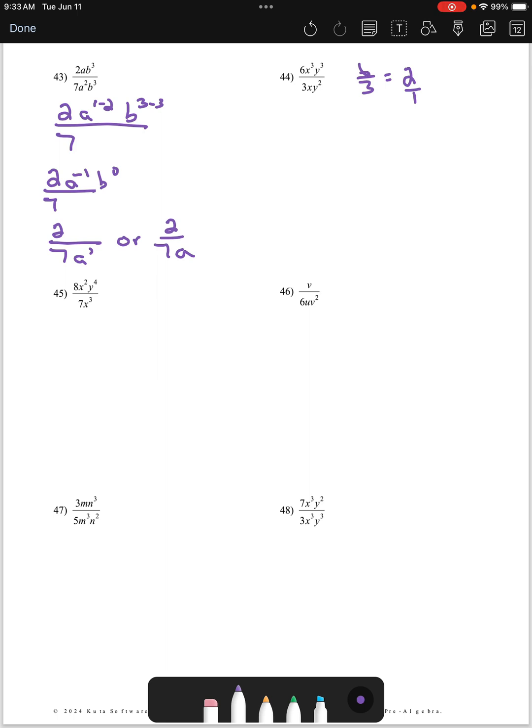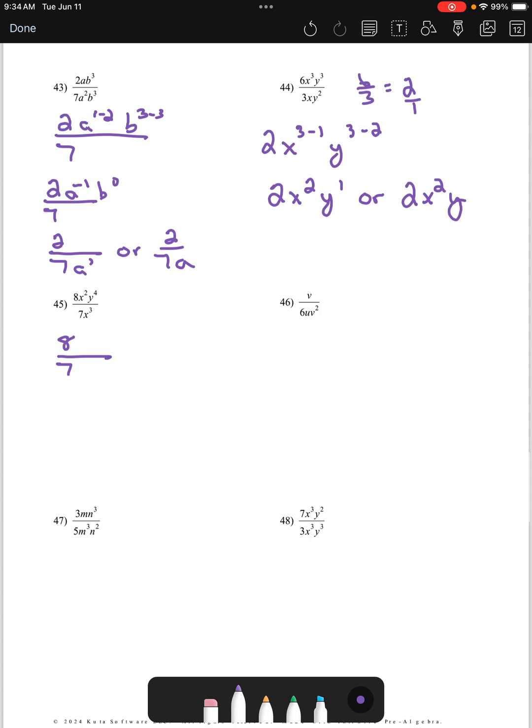Number 44. Notice real fast that 6 over 3 is really 2, or 2 over 1 if you prefer. So 6 over 3 is 2. For our x's, we have 3 minus 1. For our y's, we have 3 minus 2. Simplifying, 3 minus 1 gives us an exponent of 2 on the x, and 3 minus 2 gives us an exponent of 1 on the y. So you can write that as 2x squared y to the first, or you can just write it as 2x squared y.